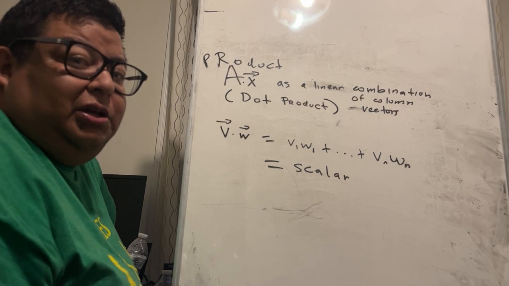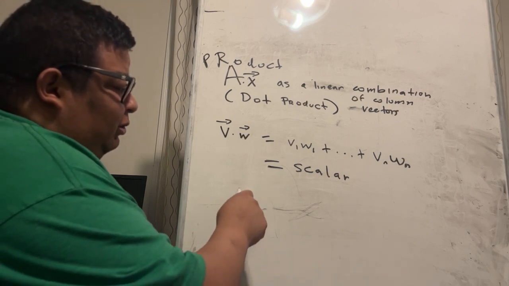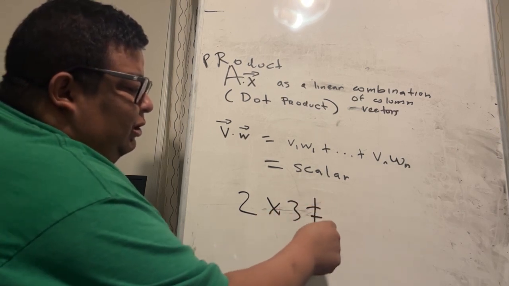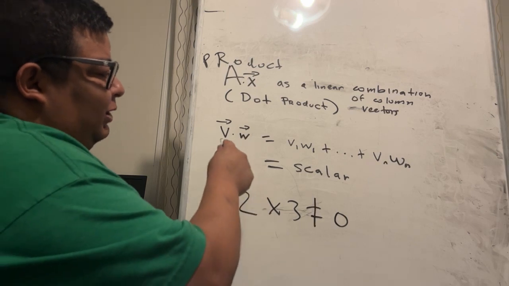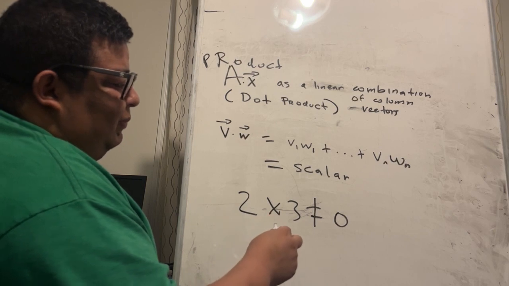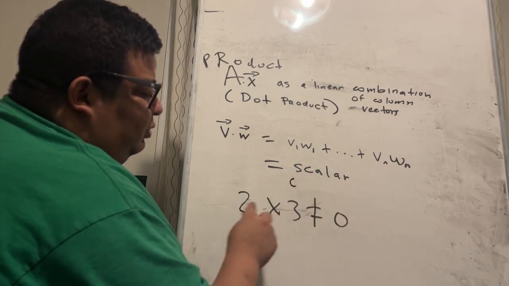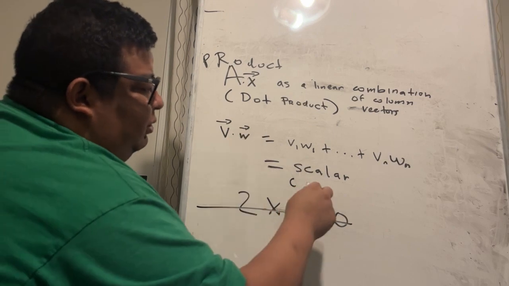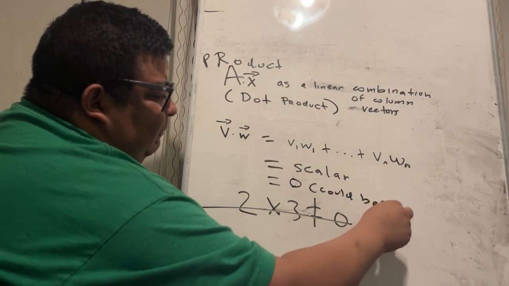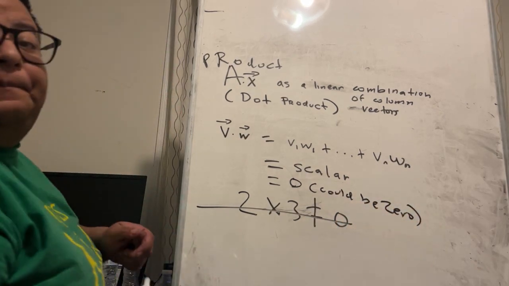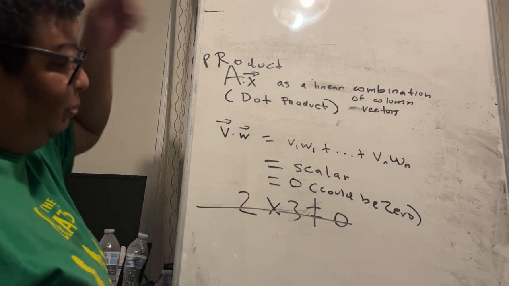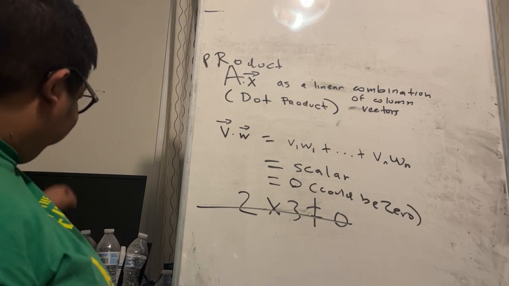We know that in algebra the product of two non-zero numbers cannot be zero, but here the product of these vectors could be zero. That's an amazing fact about products of matrices and vectors.